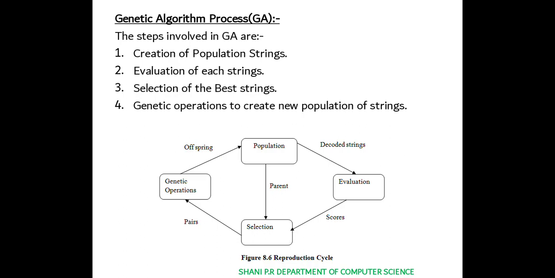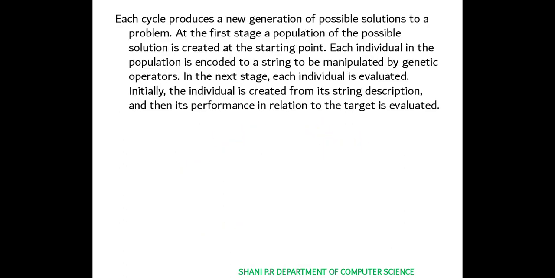If it didn't get the result, again it moves into the population. So from population again it moves until it gets a result. This process will be continued. So here you can say each cycle produces a new generation of possible solutions to a problem. At the first stage, a population of possible solutions is created at the starting point. Each individual in the population is encoded to a string to be manipulated by genetic operators.